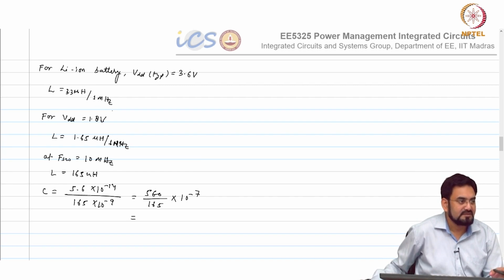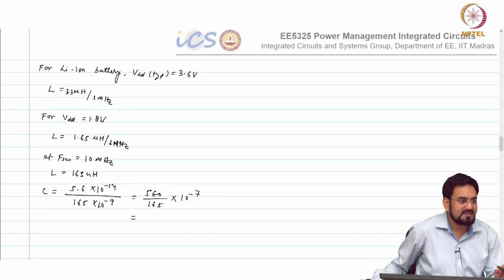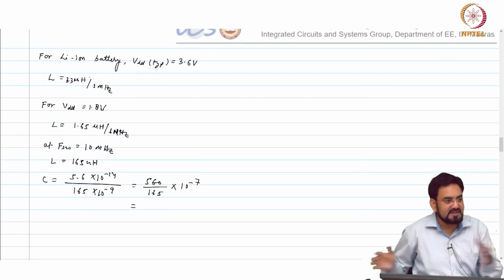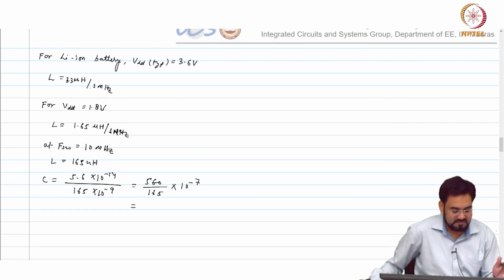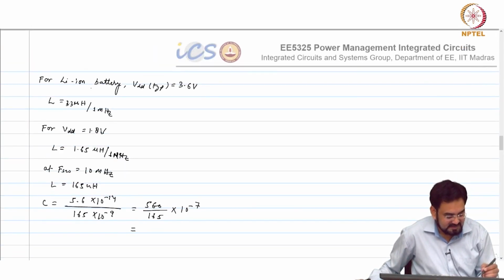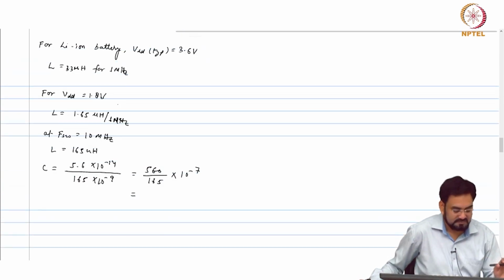Okay. When I say 3.3 microhenry per megahertz, that does not mean that if you are increasing the frequency, then you have to multiply simply. If you are getting confused with this, then let me write this out.